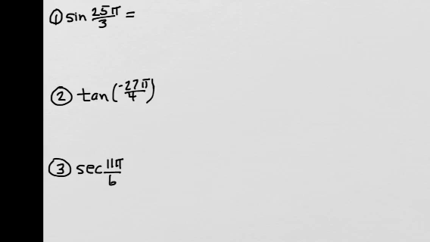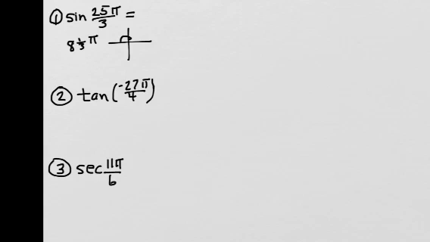So number 1 is sine of 25 pi over 3. You have to figure out where that angle 25 pi over 3 ends, where it lands. So you divide 3 into 25 and you get 8 and 1/3 pi. So 25 pi over 3 is the same as 8 and 1/3 pi. And so 8 and 1/3 means that you're going to go around the circle 4 times.